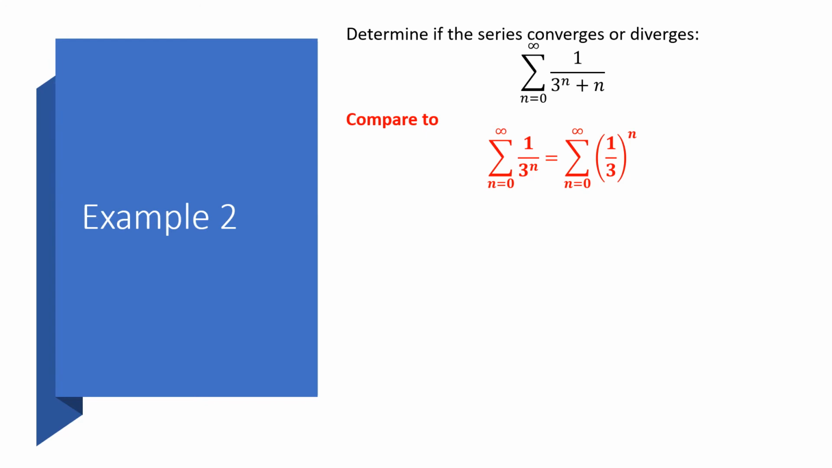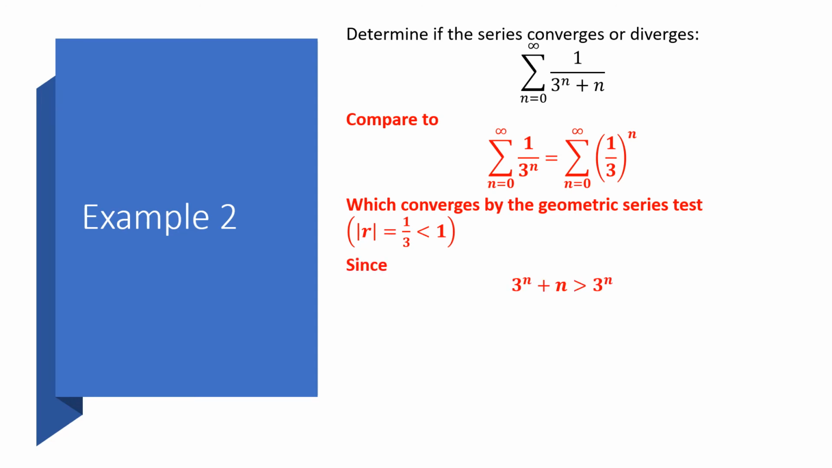And by rewriting this, I see that now I have the geometric series, and since the r is less than 1, r being 1/3, I know that this series converges. So basically now I need to show that my function is less than the comparison function because I want to be less than a convergent series.